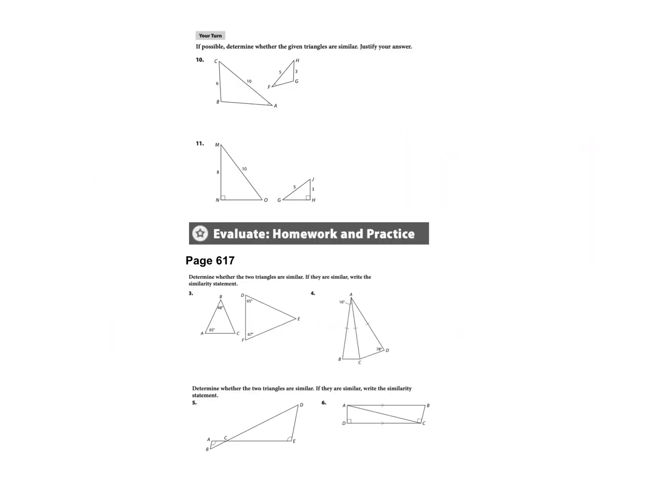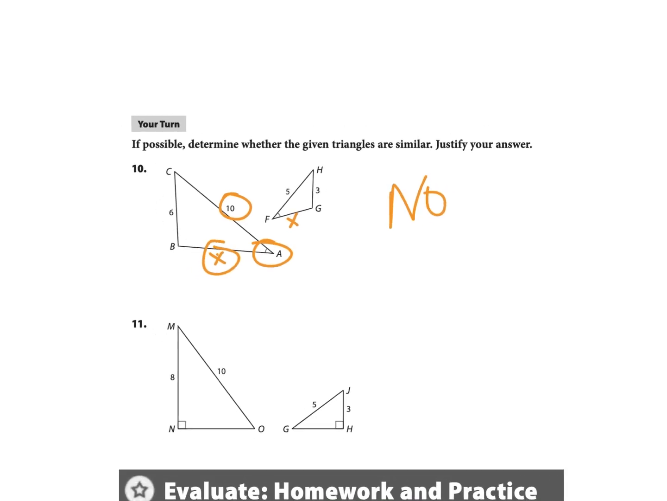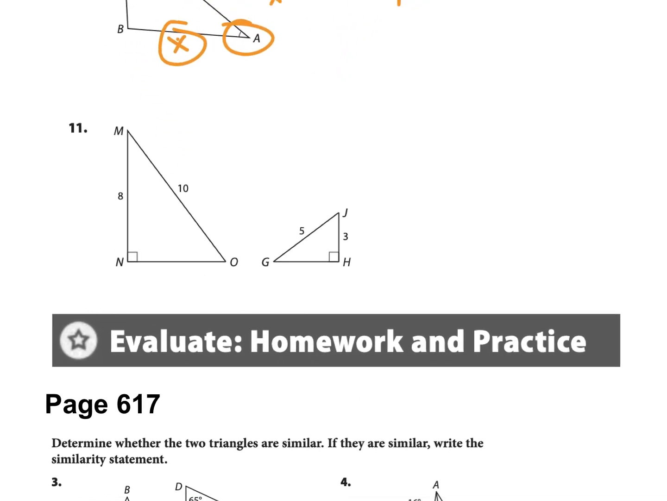Is that it? Well, 2 more. Let's see if these are similar. Well, I have an angle, but look, I would need this side and this side for it to be side, angle, side. Okay, so that is a no. We cannot prove it.